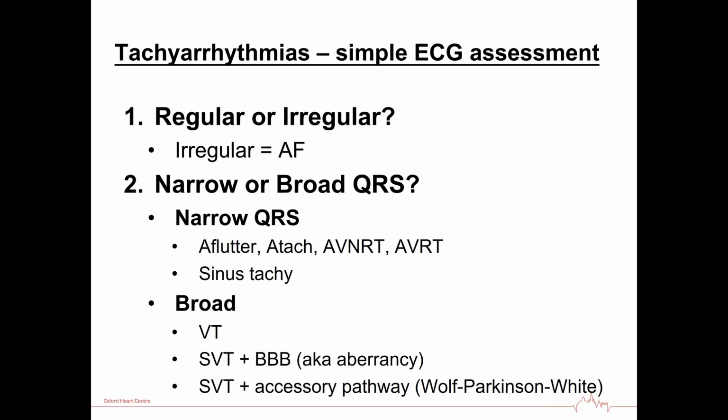If they're unstable, they all get cardioverted. But it could be a flutter, an AVNRT, an AVRT, which is an AV reentrant tachycardia, i.e. Wolff-Parkinson White, or it may just be a really fast sinus tachycardia and you can't see the P waves.